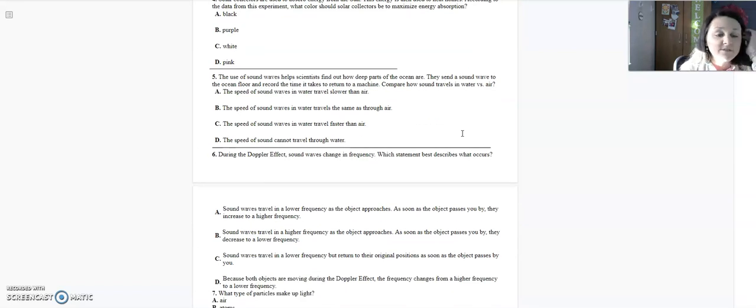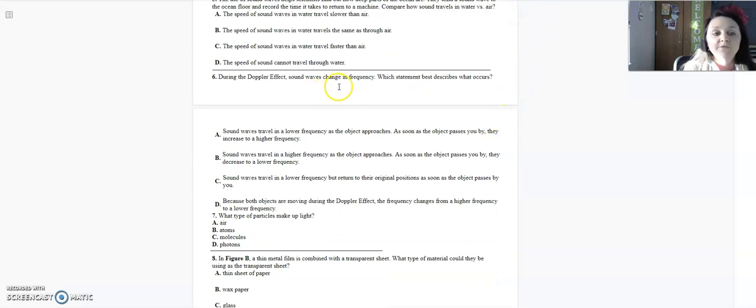Okay, so sound waves can help detect how deep parts of the oceans are. So they send a sound wave down to the ocean floor and record how long it takes to return. So we're going to talk about sound in water and in air. Okay, so remember sound travels the fastest through solids, then in water, and then the slowest in air. So the speed of sound in water travels faster than air.